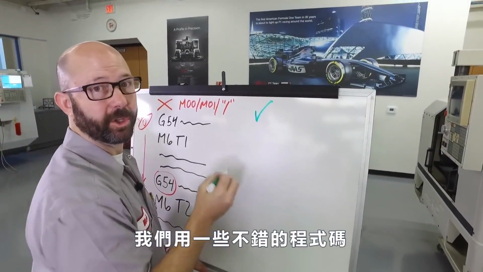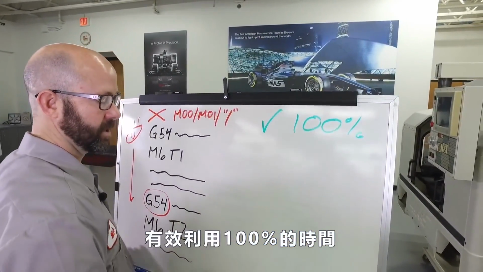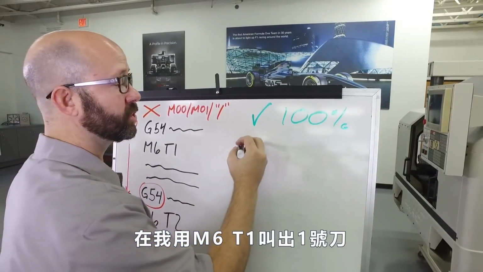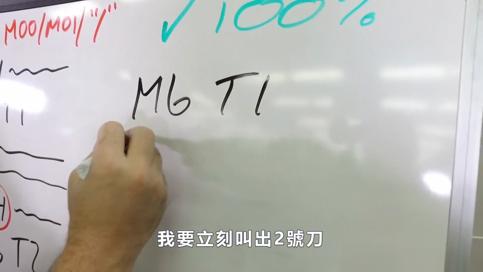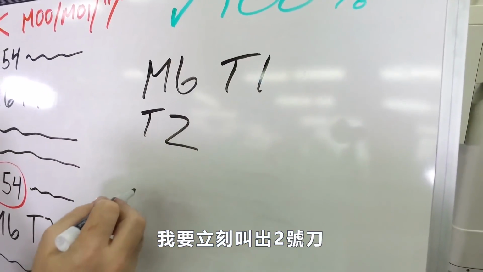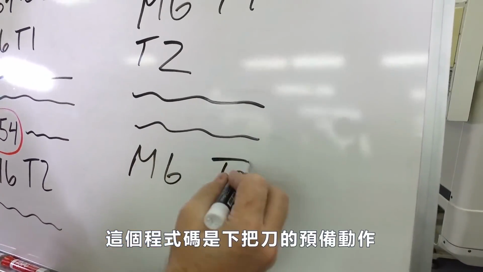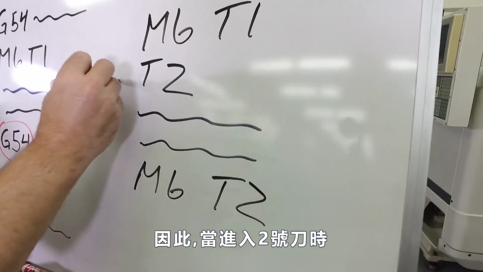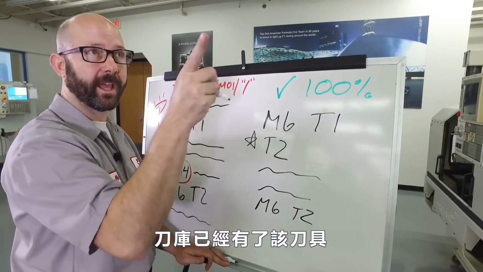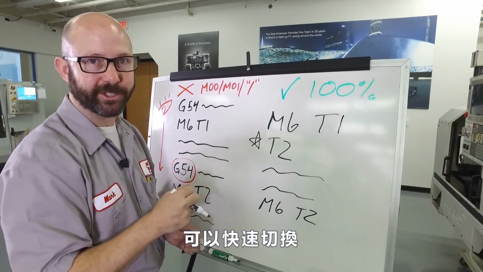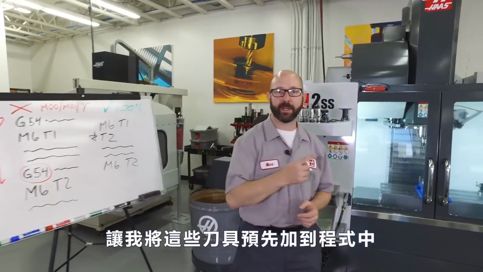We're going to use some good code that's going to work 100% of the time. After we've called up our tool 1 with an M6, T1, we're going to immediately call a T2. This is going to pre-stage the next tool that's coming up in my program. So by the time we get to tool 2 in my program, the carousel already has that tool ready for the fast changeover. Let me add those tool pre-calls to my program and we'll see how it runs.